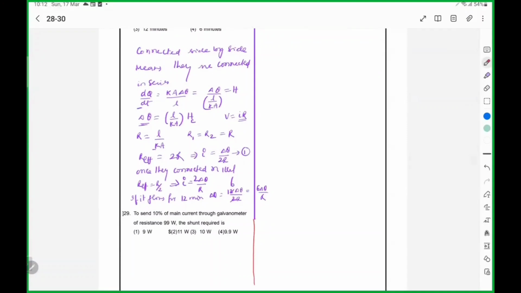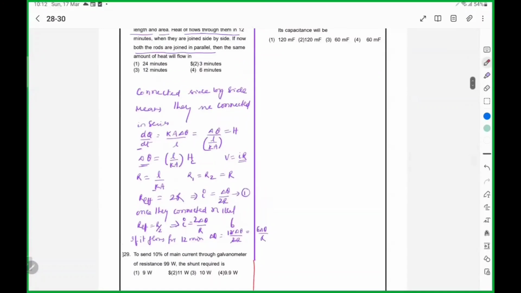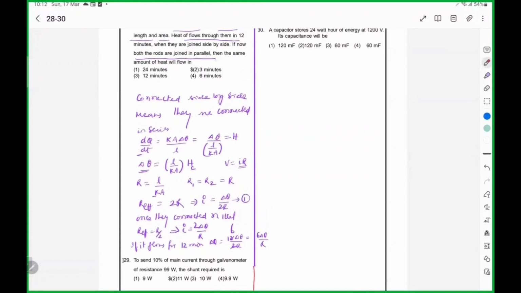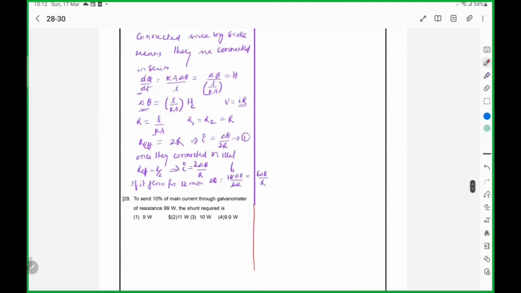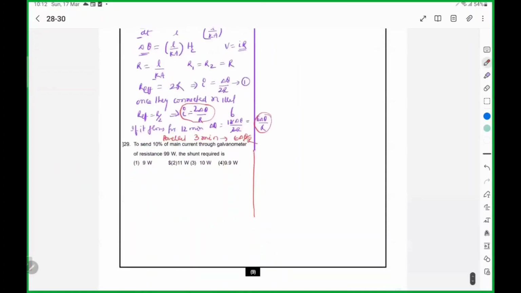Now, what question is here? If now joined in parallel, then the same amount of heat produced. So same amount of heat produced when they are connected in parallel, amount of heat produced per unit time is this. To get 6 delta theta by R, you should multiply it by 3. That means when they are connected in parallel, if heat produced for 3 minutes, then we can have the same heat current. That is 3 minutes is the answer.